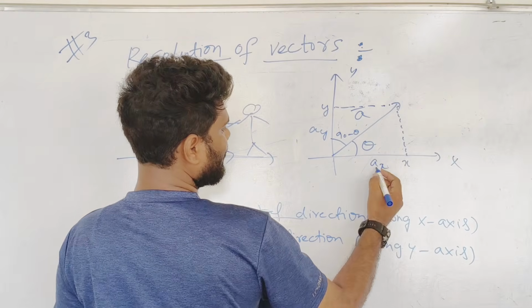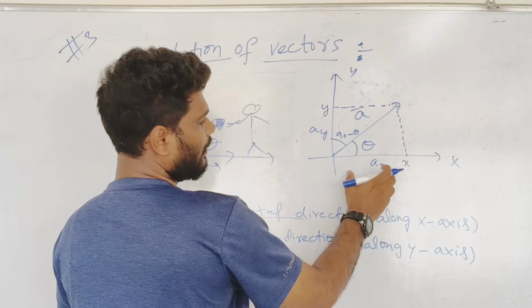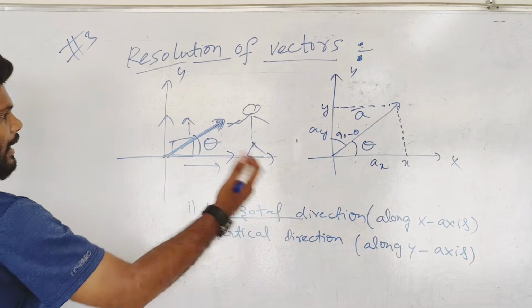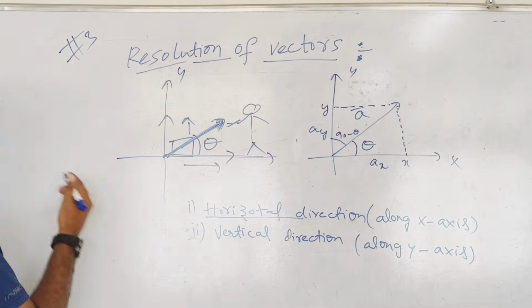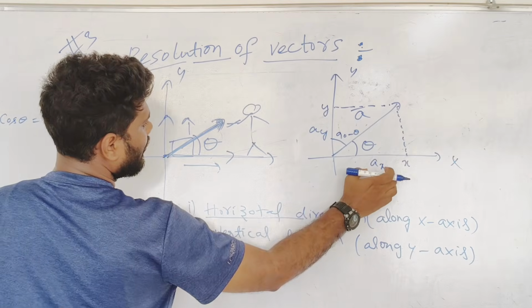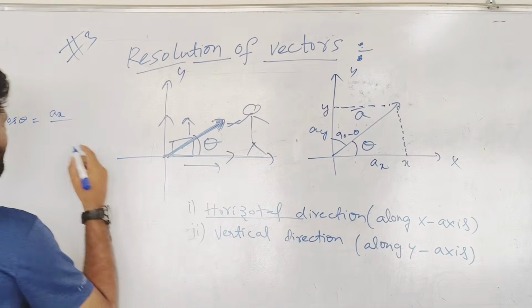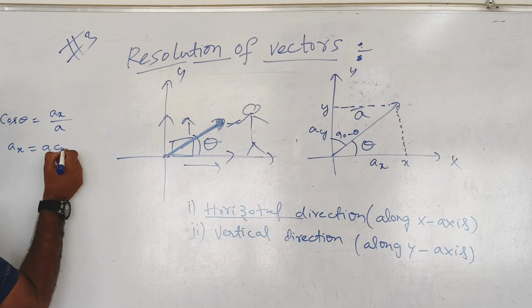Now we can find out easily. This is Ax, hypotenuse A, and theta we know. If we want to find the horizontal component, we can do cos theta equals, what is that? Cos theta equals Ax by hypotenuse A, so Ax equals A cos theta.